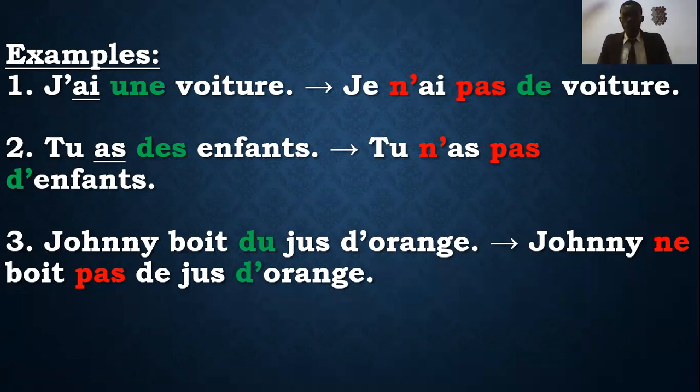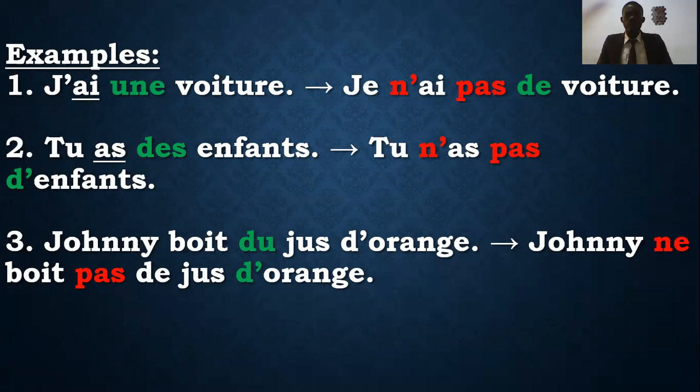If you watch it closely, you will see that when une was in the positive sentence, it's no more here. Une has become de. That is what the NB is saying. Une has become de. Je n'ai pas de voiture. I don't have a car. I do not have a car. Deux. Tu as des enfants. You have children.